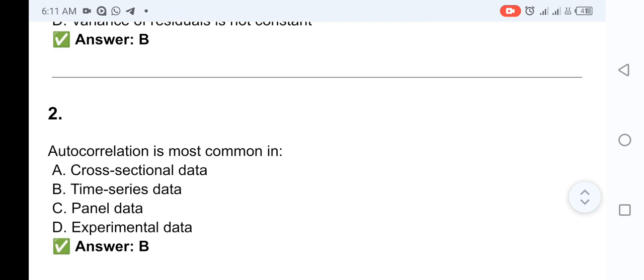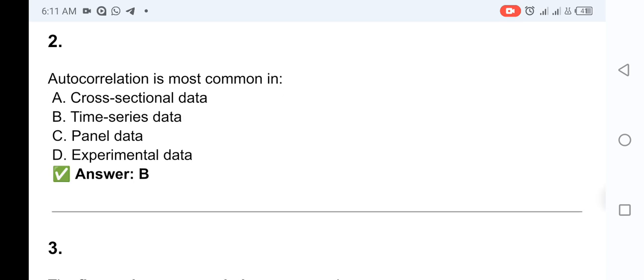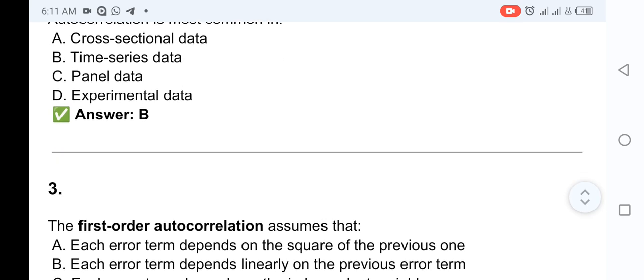2. Autocorrelation is most common in: A. Cross-sectional data, B. Time series data, C. Panel data, D. Experimental data. Answer B.